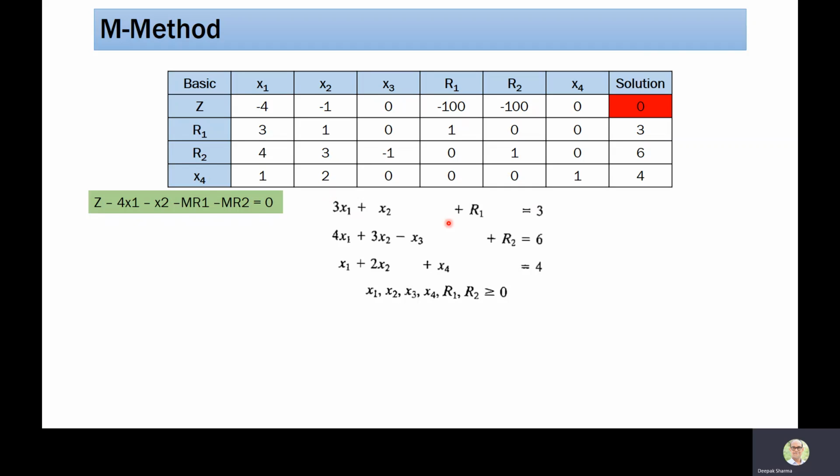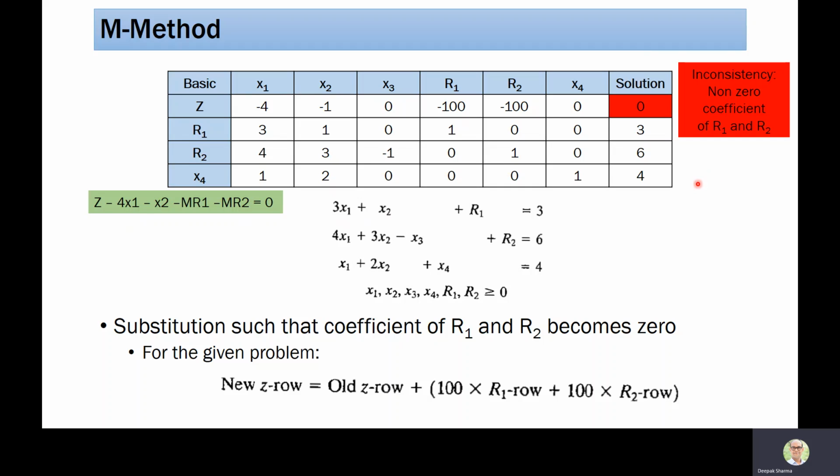Currently, X1 and X2 are non-basic variables, so their value is 0. So R1 will become 3. Similarly, X1 and X2 are 0 and x3 is also non-basic, so the R2 value is 6. Now, if I put these R1 and R2 values into our Z, we know that it is not going to be 0, meaning that our 0 is inconsistent. So how are we going to handle this inconsistency?